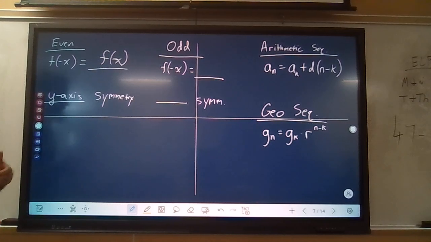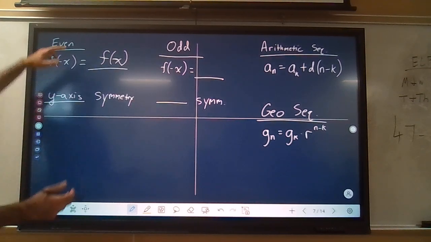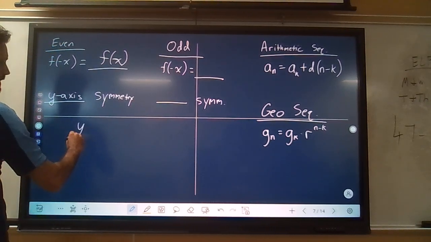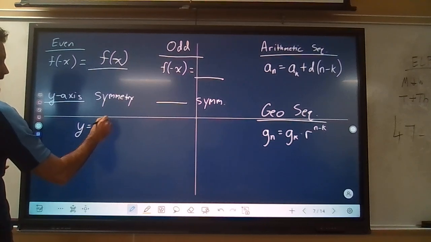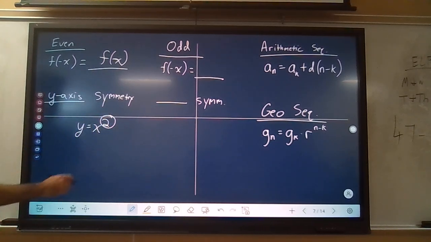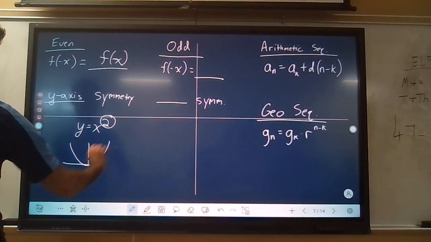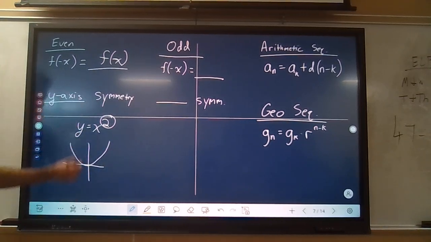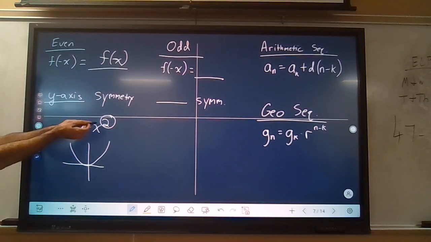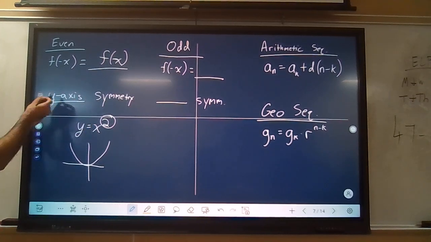Y-axis. To help myself remember this, I know that an example of an even function is y equals x squared because it's got an even exponent. And I know that its graph looks like this. The symmetry is about the y-axis. So all even functions are symmetric about the y-axis.